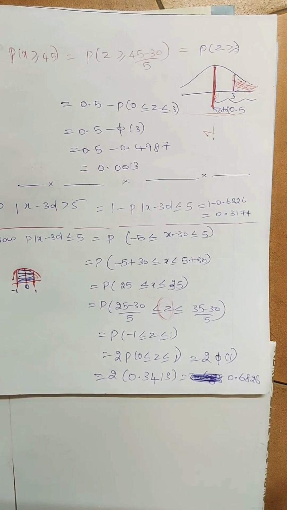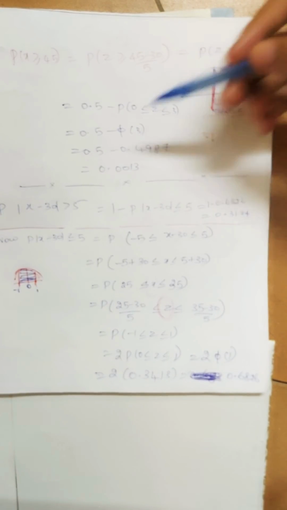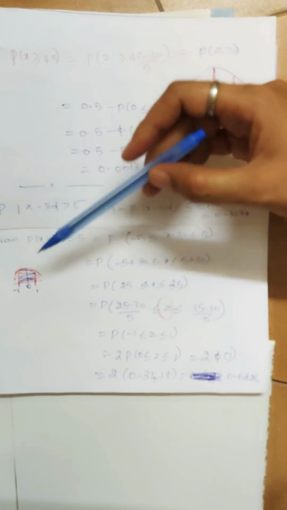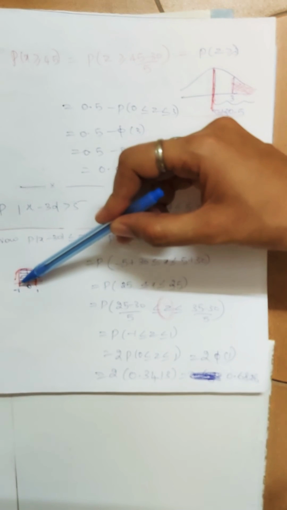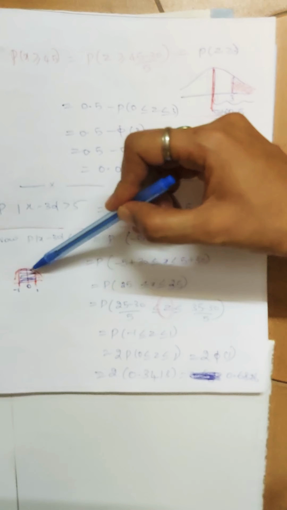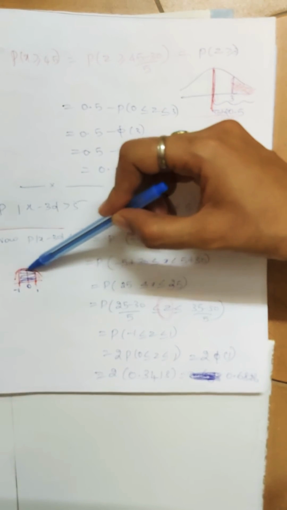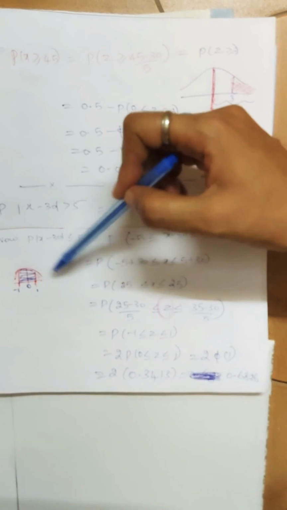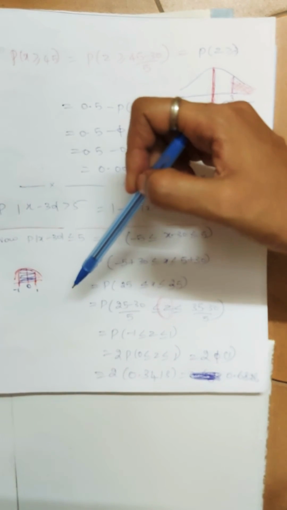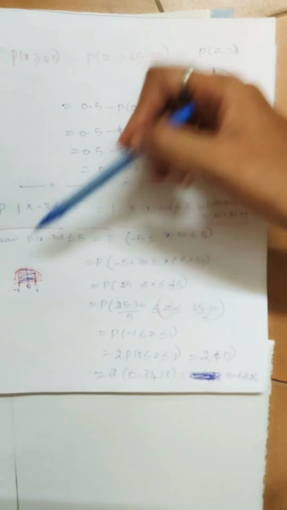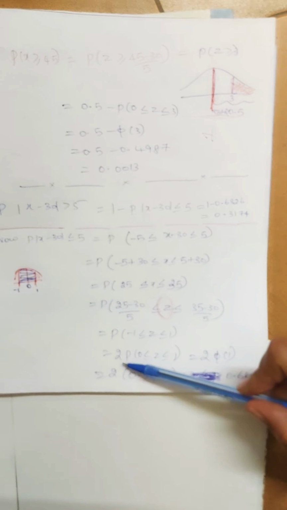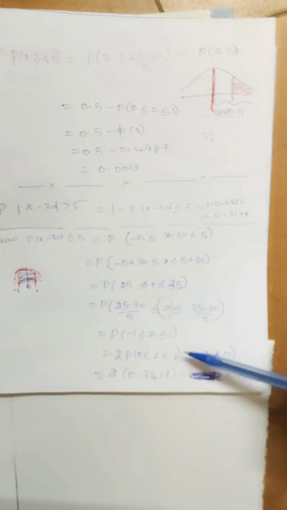Yes. And my graph is not good here because I drew it using my left hand. Now if you have marked this correctly, this is minus 1 and this is 1. From minus 1 to 1, I have shaded the area in blue color. So this is the area. Instead of calculating from minus 1 to 1, it's the same as 2 into the area from 0 to 1. Correct? So minus 1 to 1 is the same as 2 into P of 0 to 1.